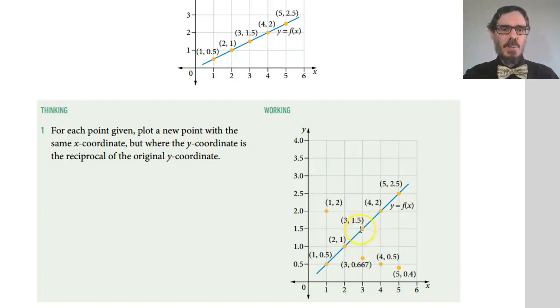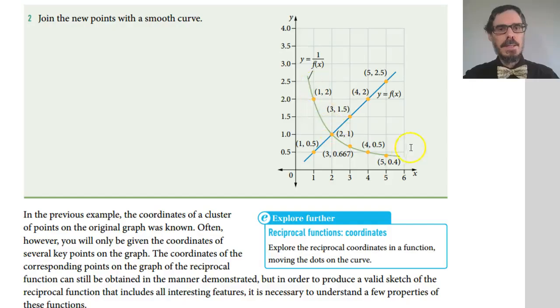The value of the function here is 1.5, which is 3 over 2, so the reciprocal is 2/3. The y value here is 2, so here I'm going to have 1/2 as my reciprocal, and so on. Can you see what a smooth curve through these points is going to look like? It should look like this. You should get a nice smooth curve that looks like this.